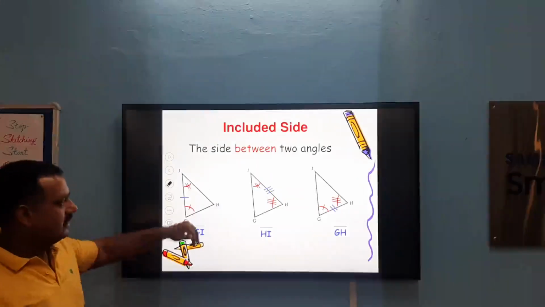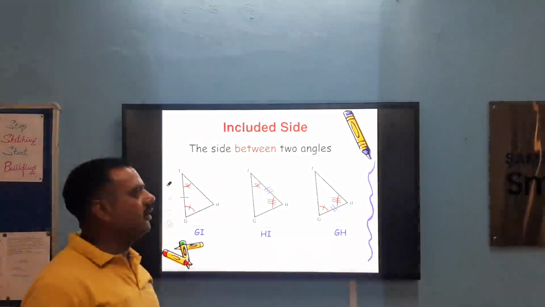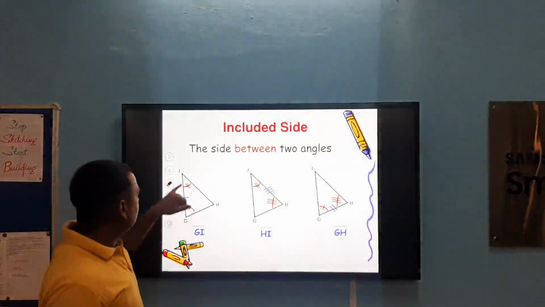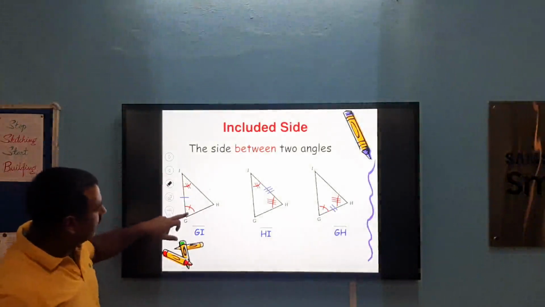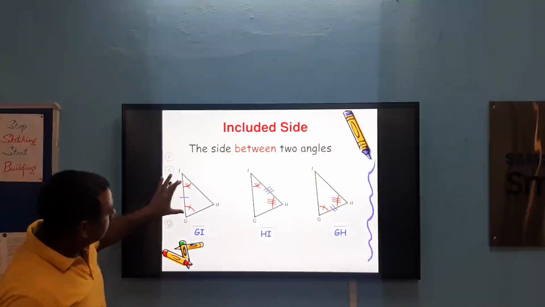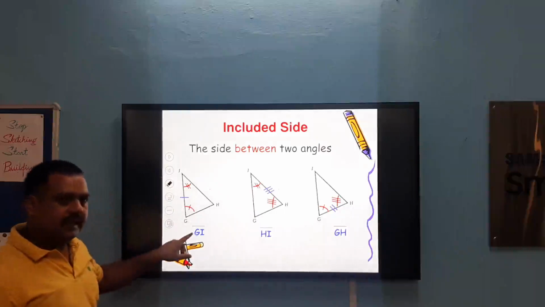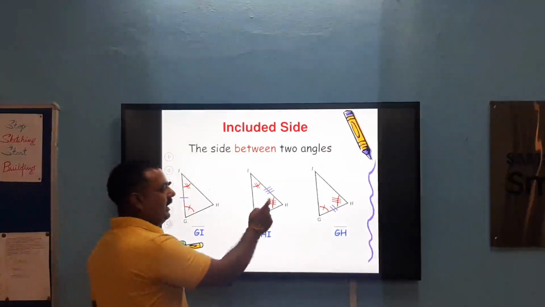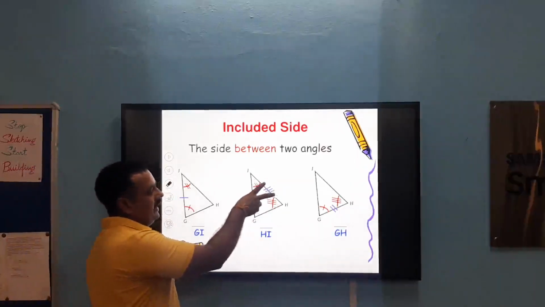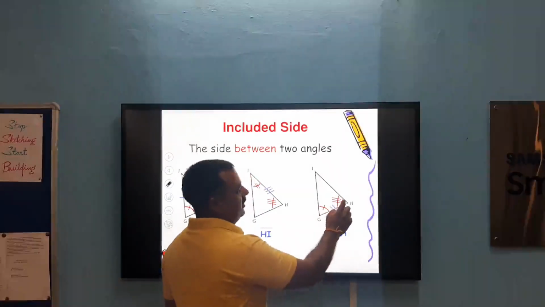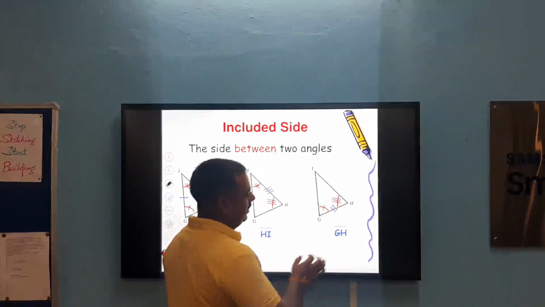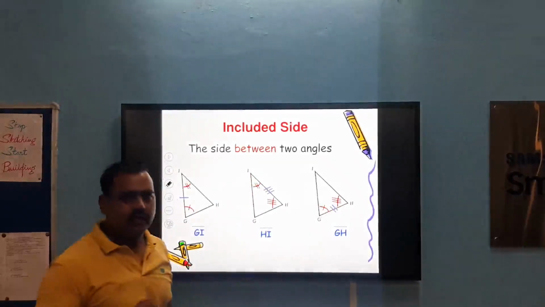Now, we can see again the concept of included side, like that in triangle IGH. If we take angle I and angle G, then this side GI is the included side. If we take angle I and angle H, then this side HI is the included side. If we take angle G and angle H, then GH is the included side.